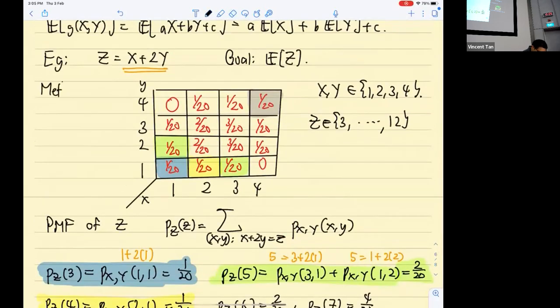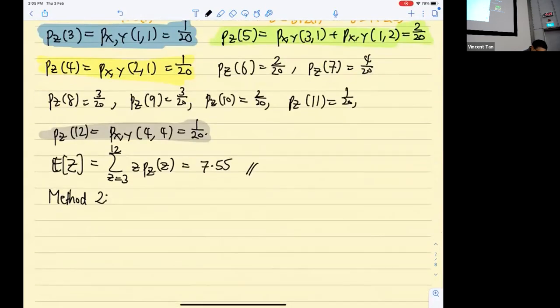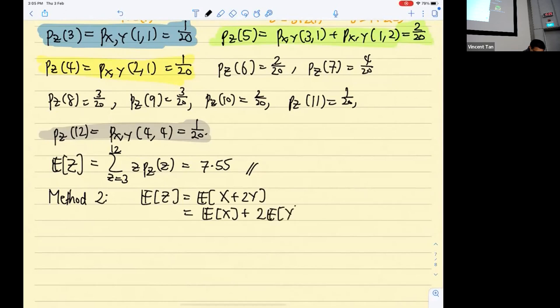That is to find the probability mass function of Z, which is too long-winded, okay? But nevertheless, we have already done the long-winded way. Let us do the shortcut way. So we desire the expectation value of Z, and Z is equal to X plus 2Y. Now, last time we showed that the expectation is linear, which means that the expectation can split in this way, can go inside in this way, you can do the following.